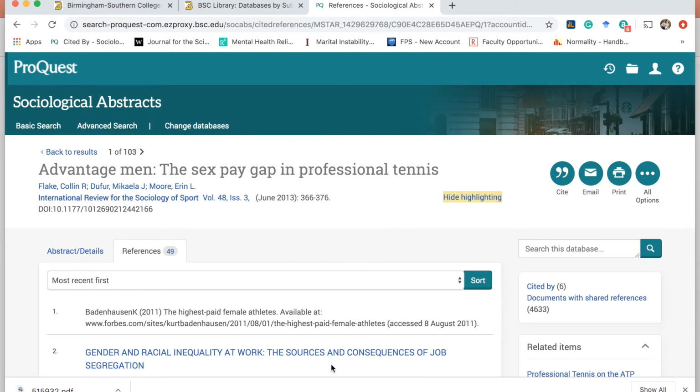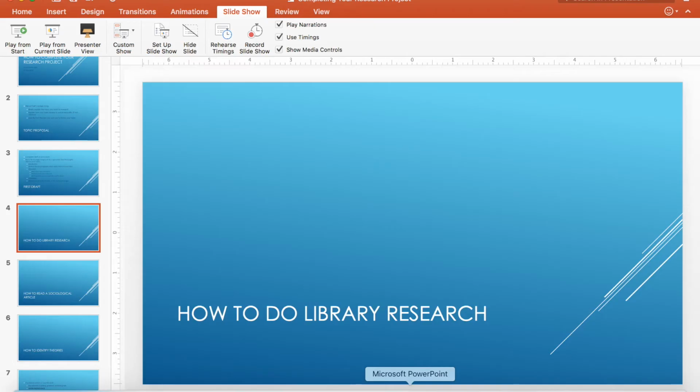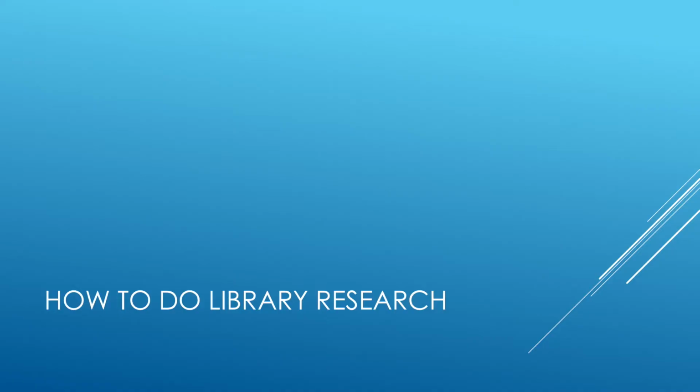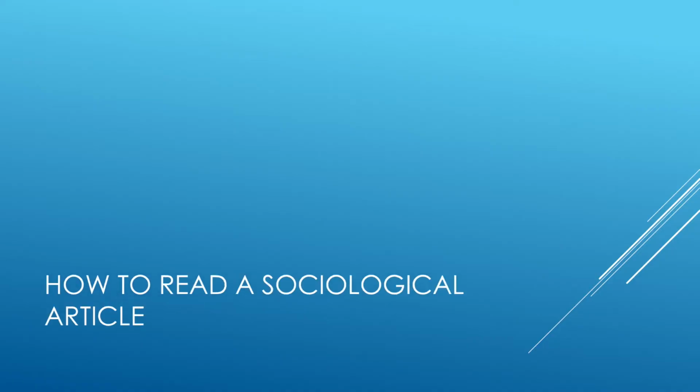So now that you see how to do database research, how to do library research, we're going to look at how to read a sociological article. So you found some articles, and now you want to know how to be able to use them.